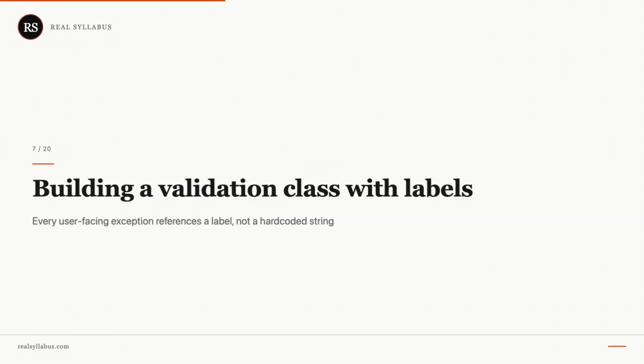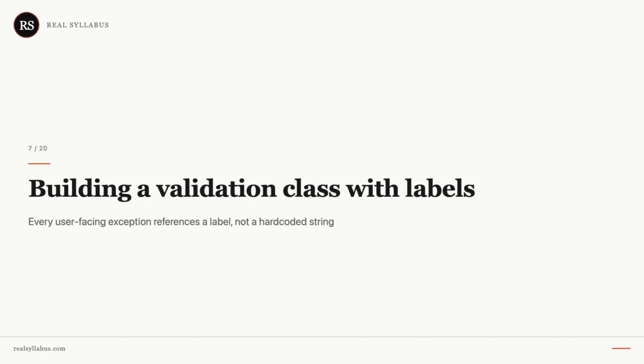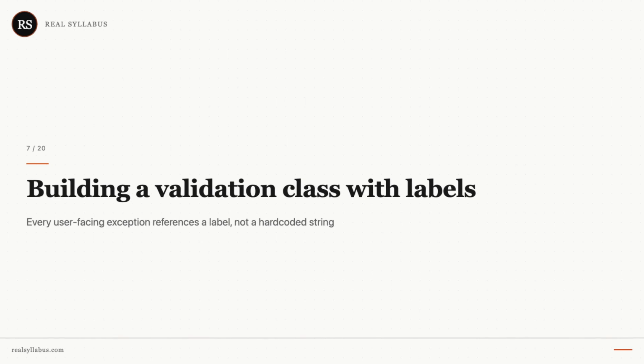Here's how this looks in practice. Imagine a validation service class that checks an account record before saving. Instead of writing throw new AccountException("Account name is required") directly in the class, you write throw new AccountException(System.Label.error_account_name_required). The label holds the text. The class holds the logic. Now when an admin needs to change the wording, say, from "Account name is required" to "Please enter a name for this account," they update it in setup. The code doesn't change. No deployment. The new wording is live immediately.